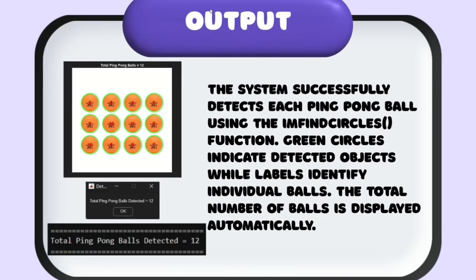This slide shows our final detection results. The system successfully detected a total of 12 ping pong balls. You can see that each ball is clearly marked with a green circle, which we achieved using MATLAB's imfindcircles function. This function implements the circular Hough transform to detect circular objects in the image. The green circles indicate the detected objects, and each ball is individually labeled for clear identification. The total count of 12 is displayed automatically at the top. The system demonstrates high accuracy in identifying and counting each ping pong ball in the input image.